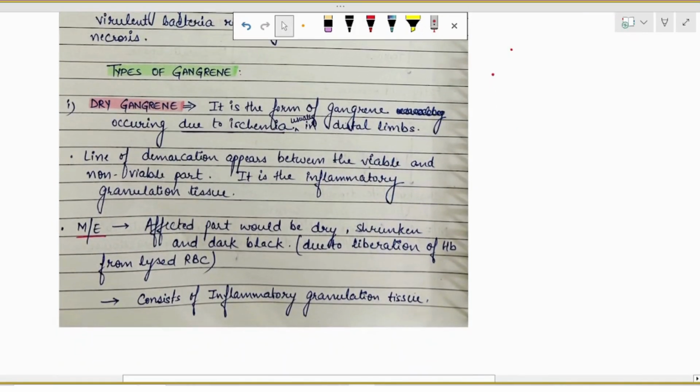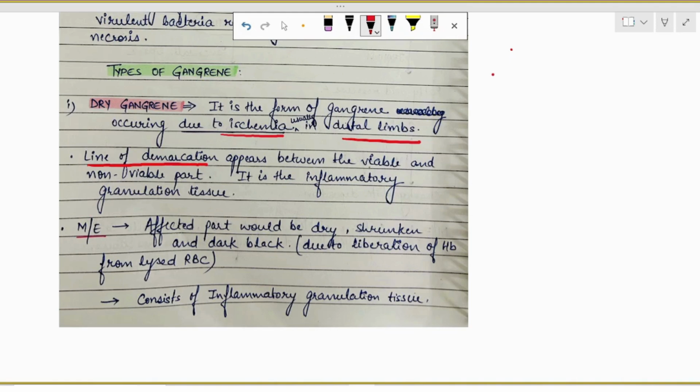Gangrene is of further types, that is the dry gangrene. Dry gangrene is a form of gangrene occurring due to ischemia and usually in the distal limb. This usually happens because of ischemia and that too in the distal limb. And there is a line of demarcation that appears between the viable and the non-viable part, and it is the inflammatory granulation tissue.